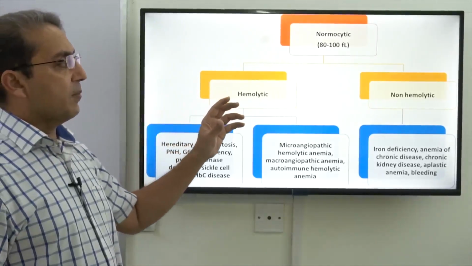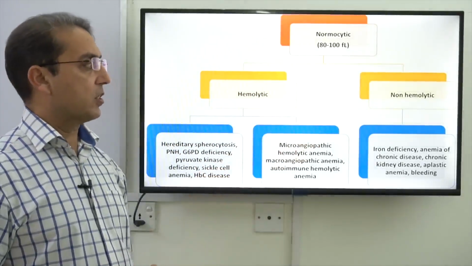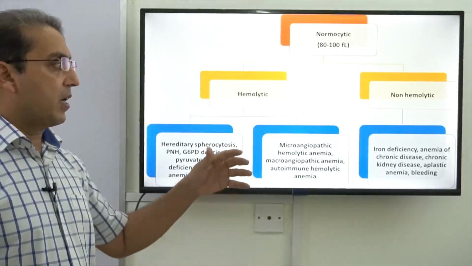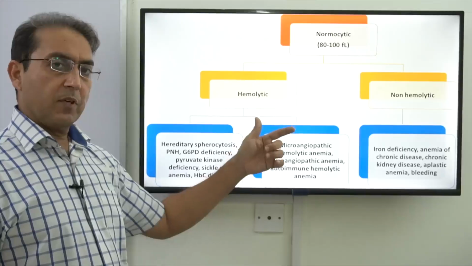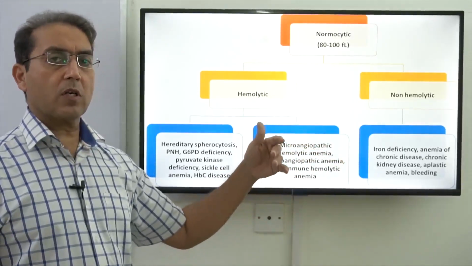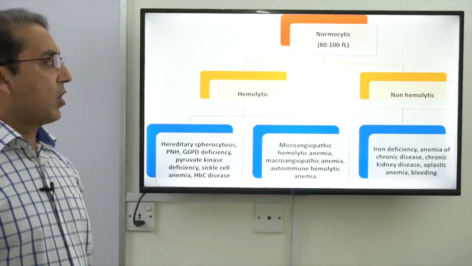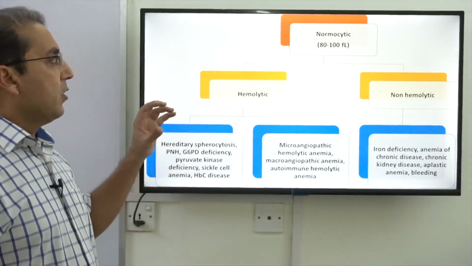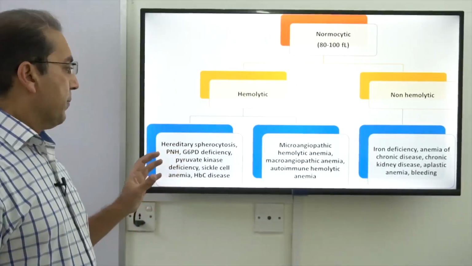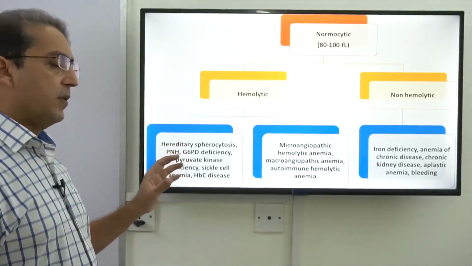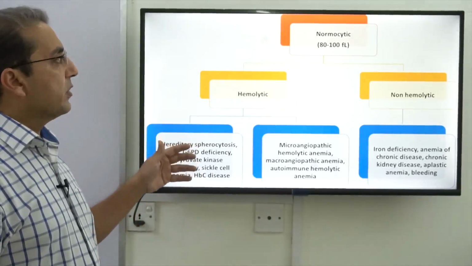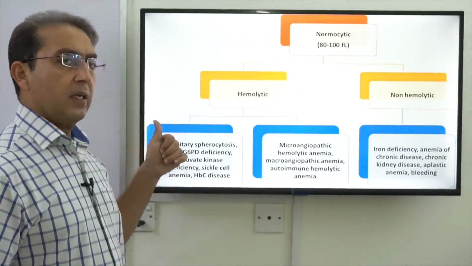So normocytic anemia can be with hemolysis and can be without hemolysis. Patients who have normocytic anemia without hemolysis, this can sometimes be iron deficiency anemia. Then anemia of chronic disease, chronic kidney disease, patients with aplastic anemia, and patients who have bleeding have non-hemolytic normocytic anemia. Then in hemolytic anemias, the patient may have hereditary spherocytosis, PNH, G6PD deficiency, pyruvate kinase deficiency, sickle cell anemia, and hemoglobin C disease. All these can present with normocytic and hemolytic anemia.